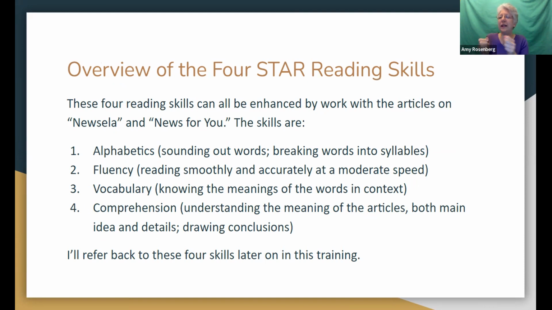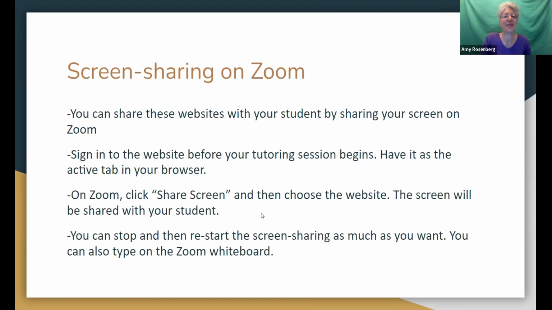Fluency is reading out loud smoothly and accurately. Even if you can read individual words, you need to flow them together to read smoothly. Vocabulary, of course, is the meanings of the words, and comprehension is understanding the overall meaning of the sentences and clauses. Sometimes that can confuse people with longer sentences with different parts to them. So I'll come back later to these skills to show how I use the resources for these 4 skills.